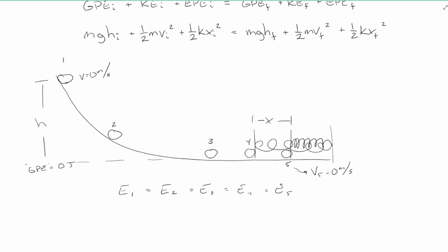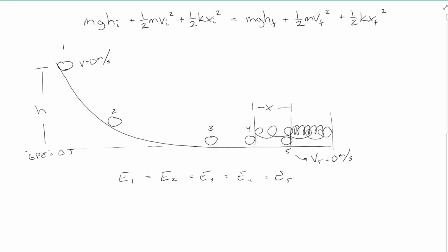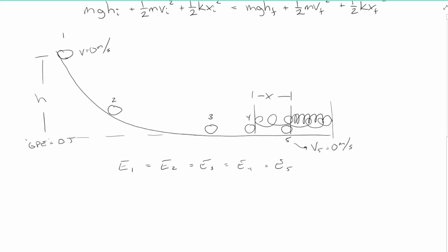A good practice is to pick the lowest point of the object and say that that is where there is no GPE. Therefore, anything above that is going to have energy. And by doing that, you also don't run into a situation where you have negative GPE, which is possible if we set our reference at a different spot.